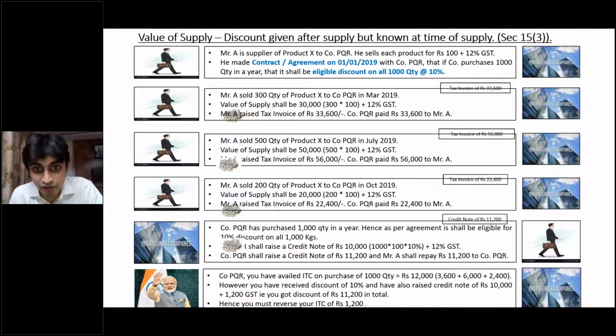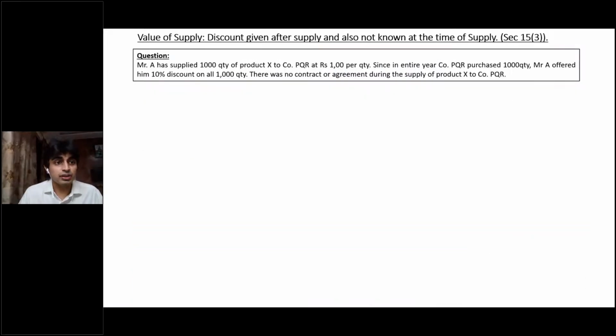Okay, so जो भी 12,000 ITC लिया है, reverse your ITC to the extent of 1,200 rupees. ठीक है, credit note. ठीक है, clear? So this was what? Discount given after supply, but पता था, known at the time of supply. Contract or agreement was made at the time of supply. Okay, so this is what our important thing. But what they have told, that whatever ITC you have taken, proportionately reverse to the extent of credit note. ठीक है, clear? चलो, the next point.